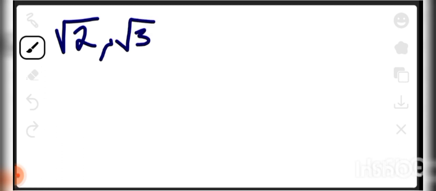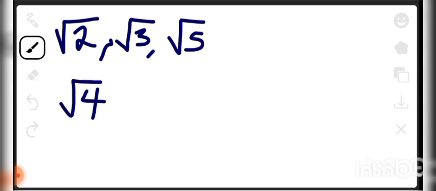Examples of irrational numbers are surds. The surds we are going to be looking at are just square roots of numbers that are not perfect squares. For example, the square root of 2. 2 is not the perfect square of any number. Square root of 3. Square root of 5.